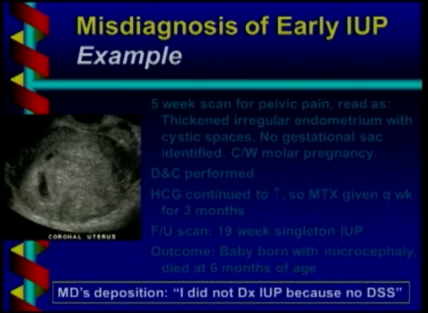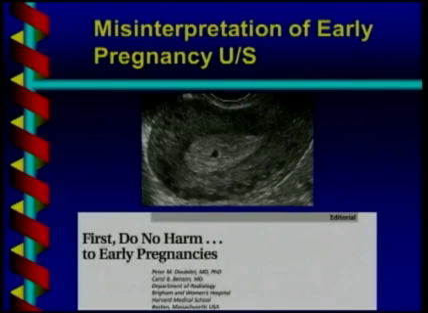And in the lawsuit, the physician who interpreted this as a molar pregnancy said, I didn't diagnose an intrauterine pregnancy because there was no double sac sign. Well, double sac signs don't have to be present with intrauterine pregnancies. Because of problems such as the ones that I showed you on the two prior slides, I, together with Dr. Carol Benson, wrote an editorial called First Do No Harm to Early Pregnancies.